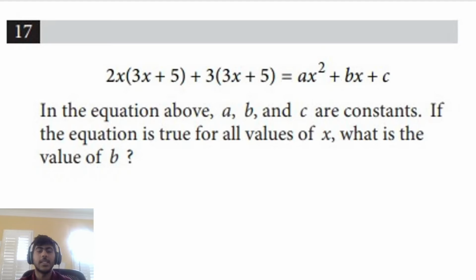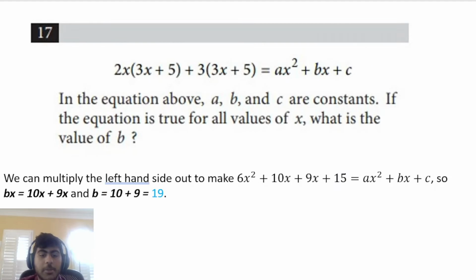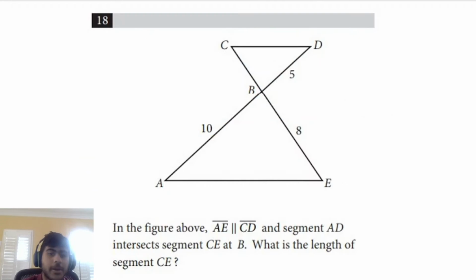Question number 17. In the equation above, A, B, and C are constants. If the equation is true for all values of x, what is the value of b? Well, we can multiply the left-hand side out to make 6x squared plus 10x plus 9x plus 15 equals 8x squared plus bx plus c. So bx equals the middle part, 10x plus 9x, and that's going to be 10 plus 9, or 19. So b equals 19. Let's keep going.